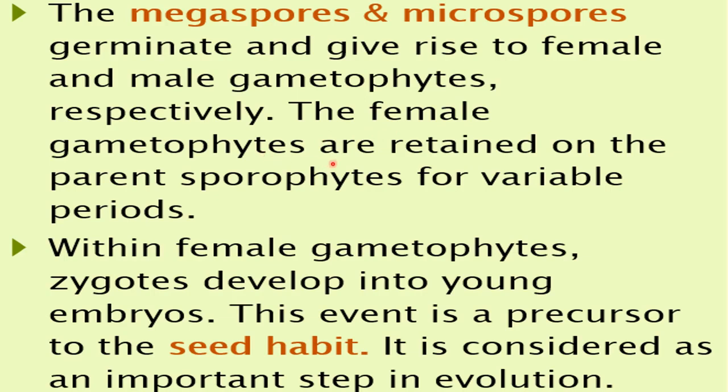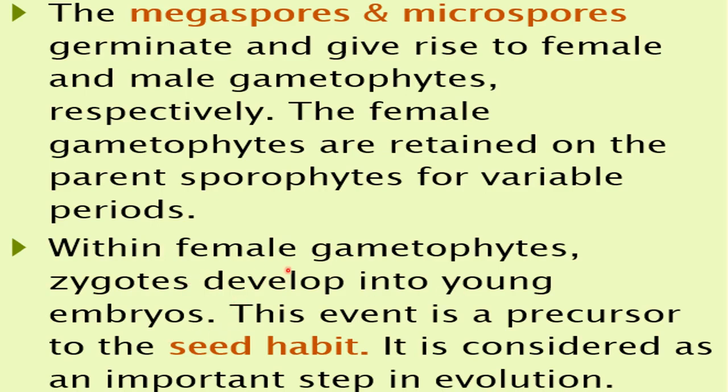Now the female gametophytes are retained on the parent sporophytes, right? The sporophytes have the sporangium in which these spores have been produced. So what happened here? The female gametophyte is not free living here. It remains attached to the sporophyte for a variable period. Okay, variable period means in different plants it remains attached for different periods. After that, within the female gametophytes, zygotes develop into young embryos.